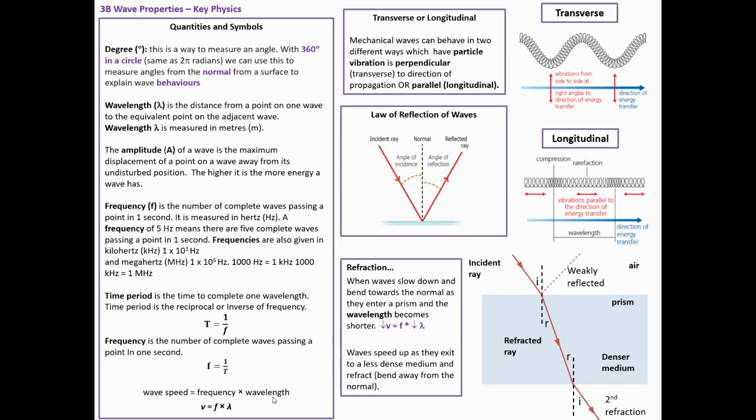And then the last formula is the wave speed. The wave equation is frequency times wavelength, which is v = f lambda. Now for a normal mechanical wave, we use v. If it's an electromagnetic wave, we use c, which is the speed of light in a vacuum.